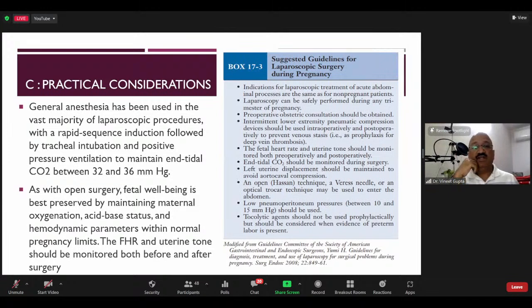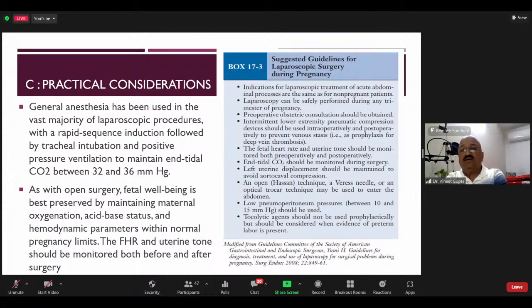As with open surgery, fetal well-being is best preserved by maintaining maternal oxygenation, acid-base status, and hemodynamic parameters within normal pregnancy limits. The FHR and uterine tone should be monitored both before and after the surgery. So there is a suggested guideline for laparoscopy during pregnancy. Indications for laparoscopy treatment; then laparoscopy can be safely performed. Preoperative obstetric consultation should be obtained. Intermittent lower extremity pneumatic compression device should be used. Fetal heart rate and uterine tone should be monitored. End-tidal CO2 should be monitored. Left uterine displacement should be maintained to avoid aortocaval compression.